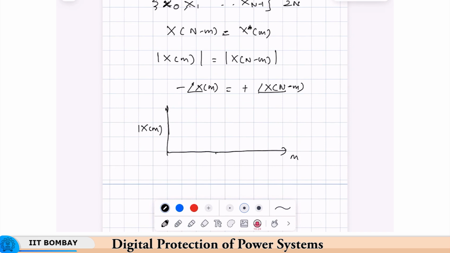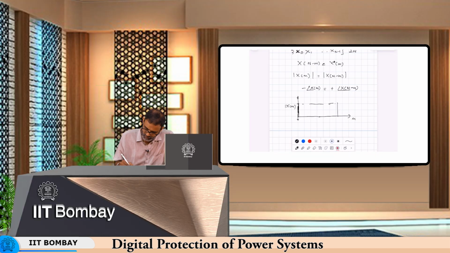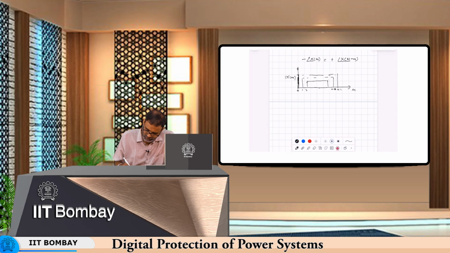suppose you have this is x of 0 here, then x of n minus 1 will be the same. Okay, so if you have this is x of 1, then n minus 2 will be the same. X of 2, and then n minus 3 will be the same. Similarly for angles.